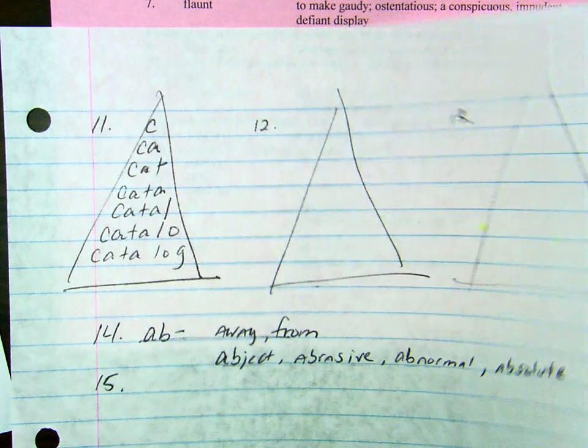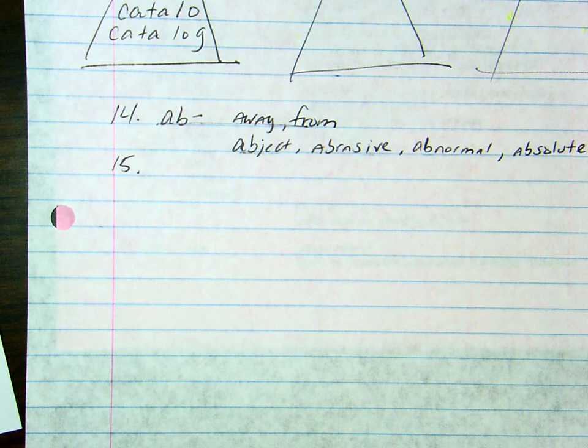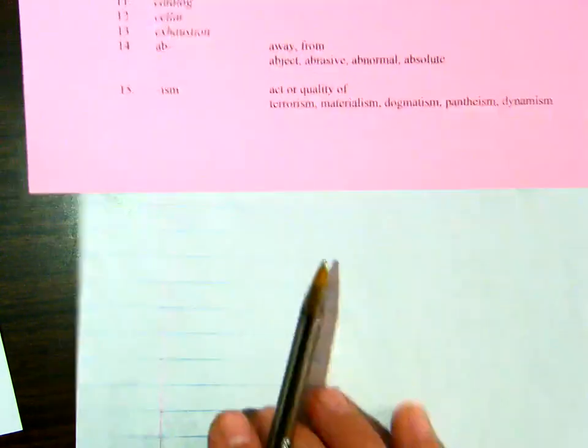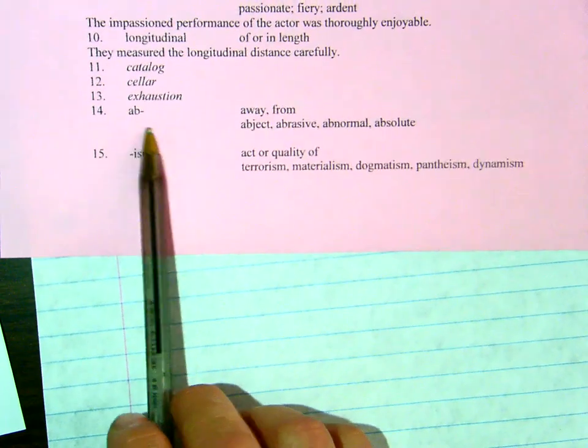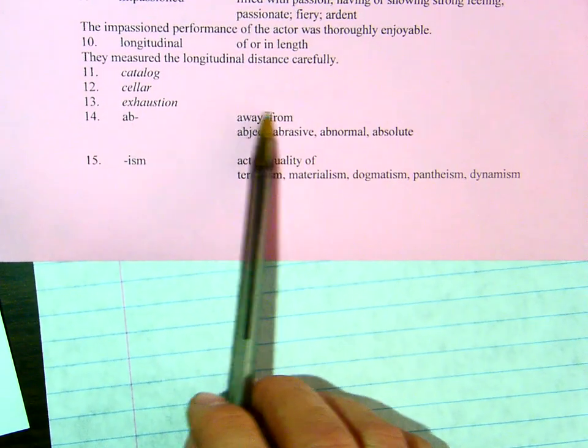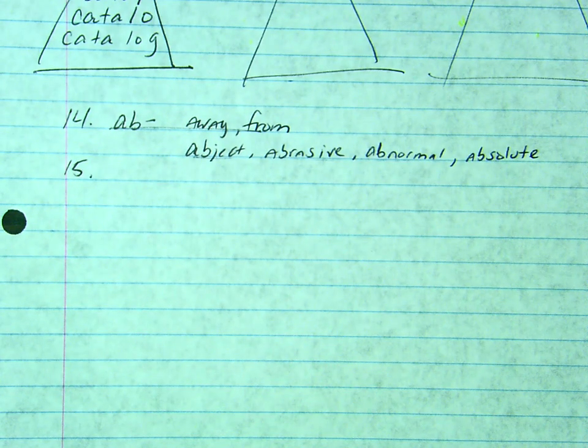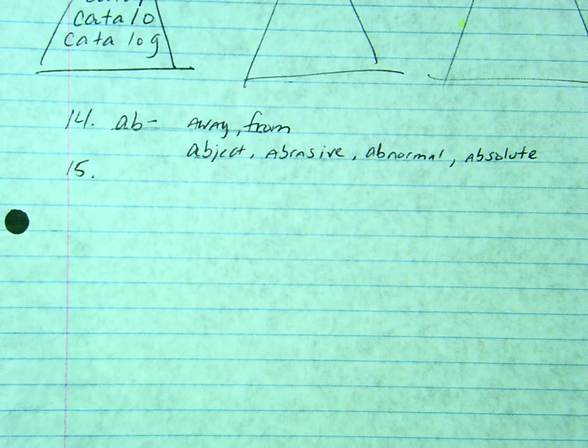Then, for 14 and 15, all you need to do is just copy it. So, again, on the handout, 14 was ab, means away or from, and it gave you example words. So you're just going to copy that. You don't need to make a sentence. You don't need to do a pyramid, nothing like that. You're just going to copy it so that you can study it later. So this is all you need to do for your weekly vocab.